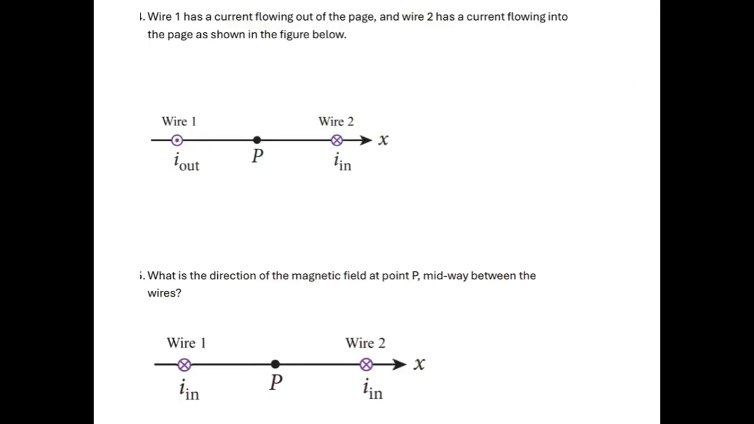Next, we have two situations with two different wires. Let's focus on the first one. Here it says there is wire 1 which has current flowing out of the page and wire 2 which has current flowing into the page. What is the direction of magnetic field at point P? P is midway between wire 1 and wire 2. So wire 1, current is out of the page. Wire 2, current is into the page.